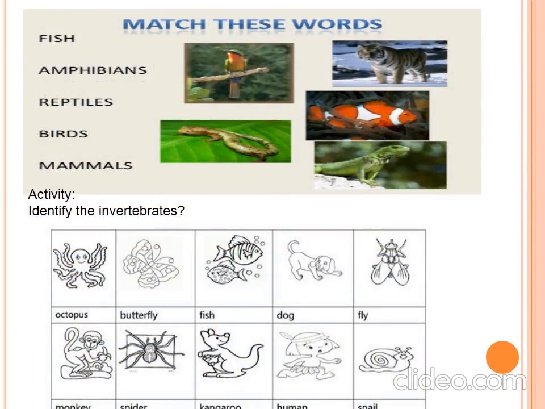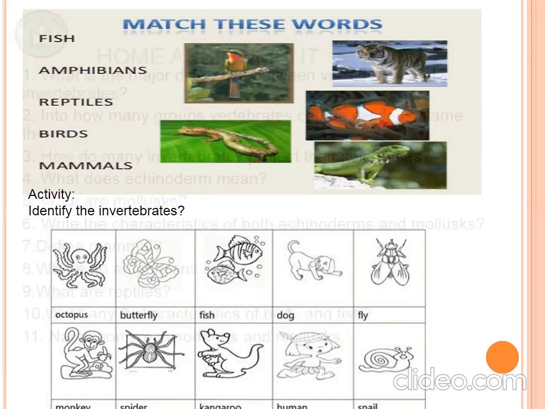Now, we have 2 very interesting activities over here. Match these words. Okay, you can see the pictures of birds, mammals, fish here. You can easily match these. Now another activity, identify the vertebrates. You have to identify the vertebrates from these pictures. I know you all are very smart. You can do it very easily.